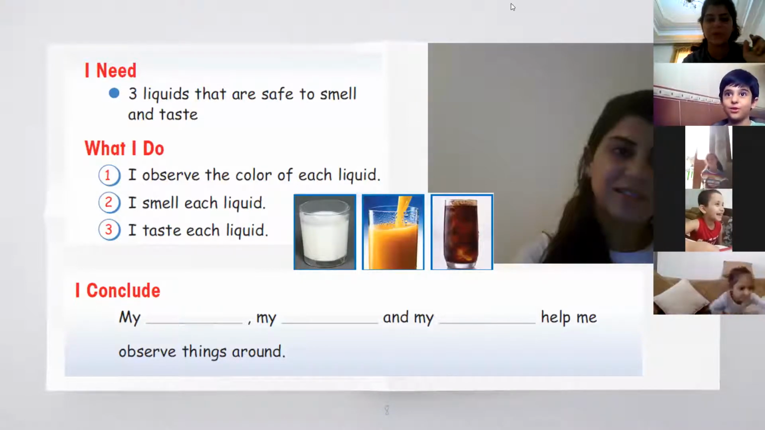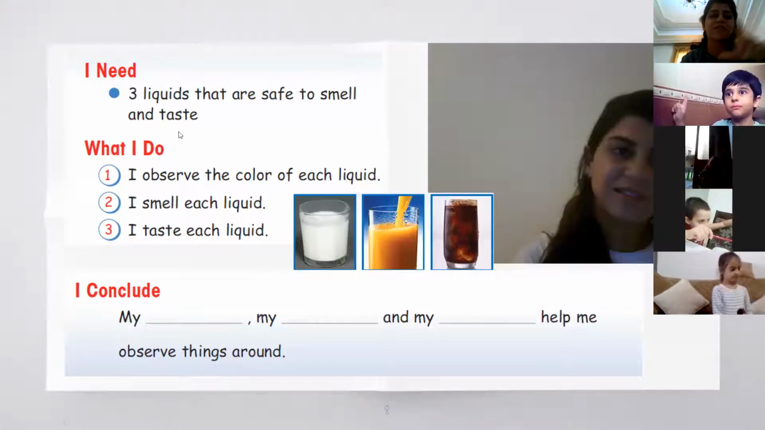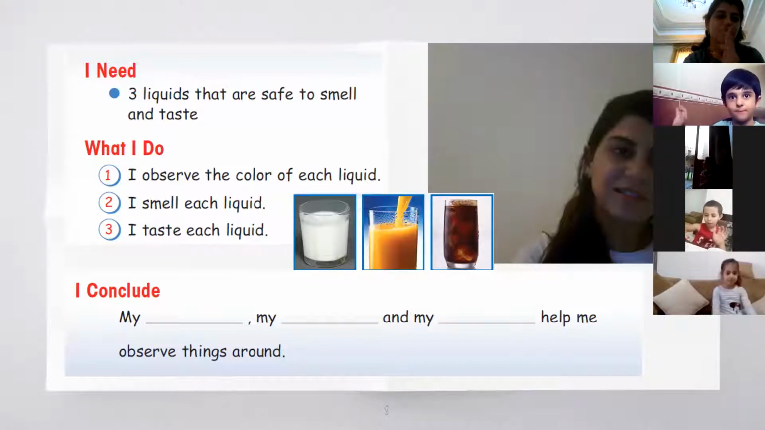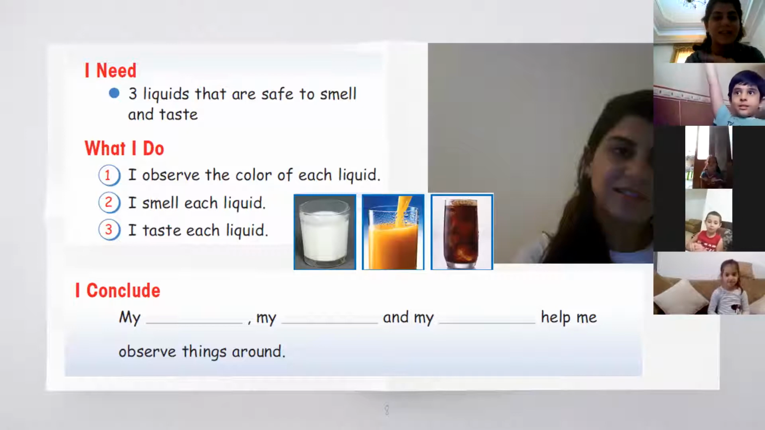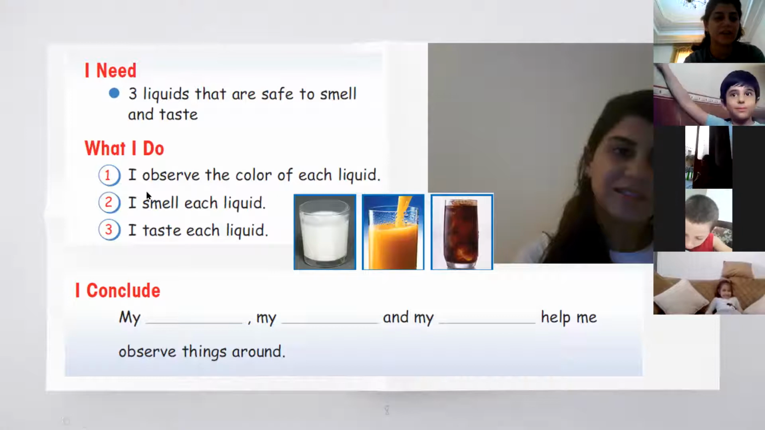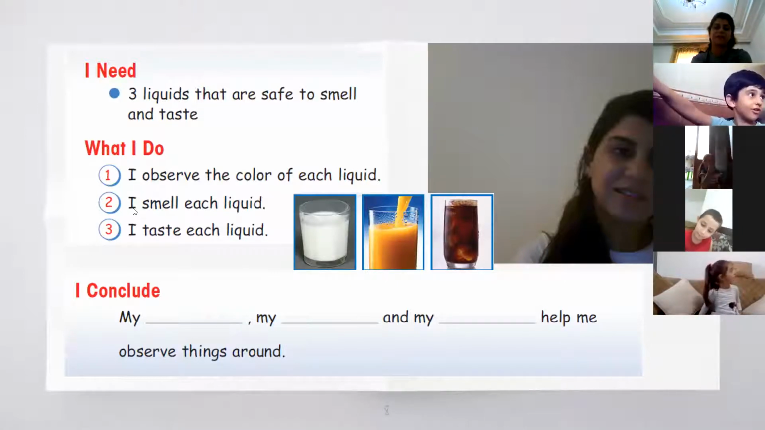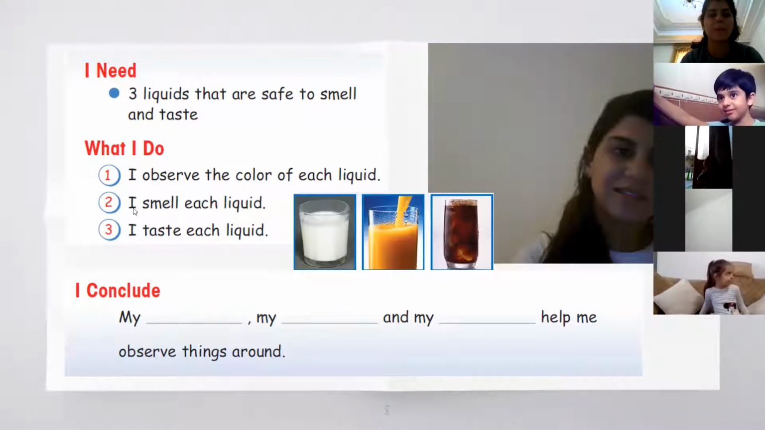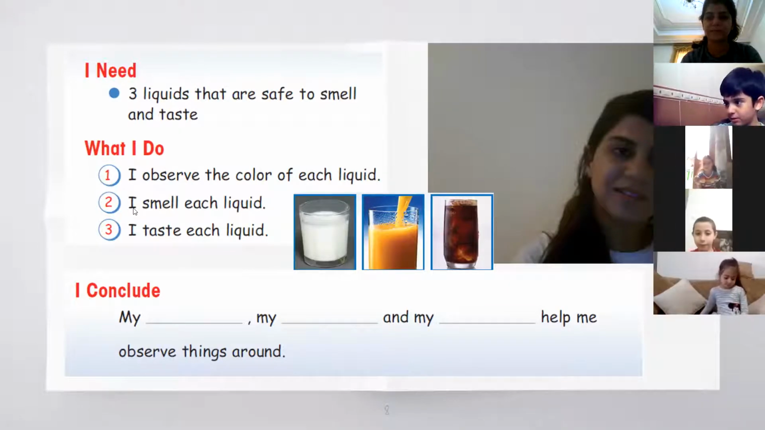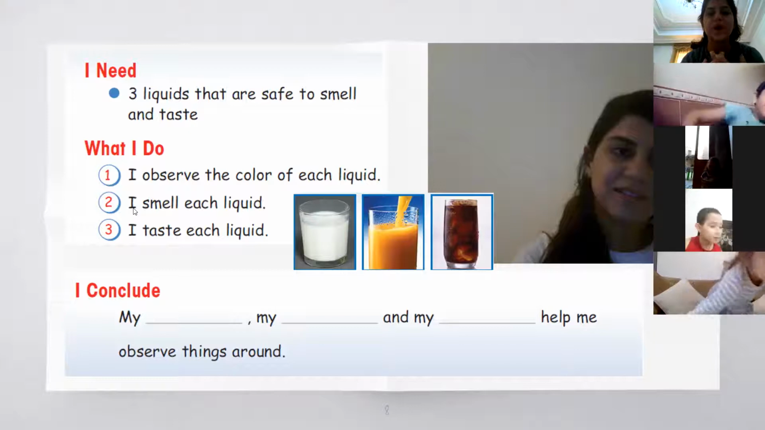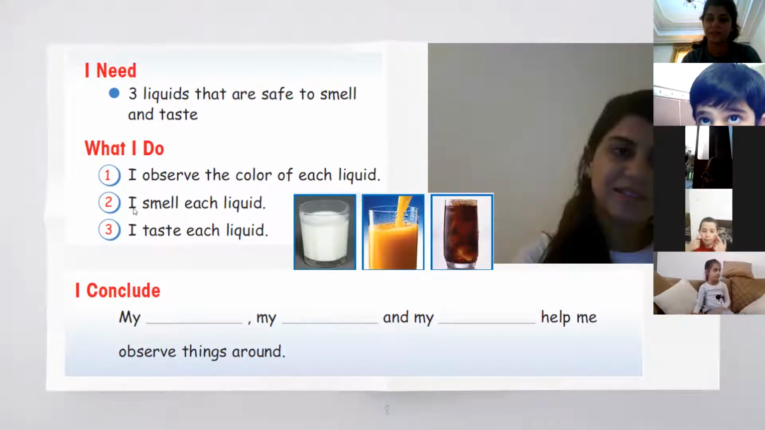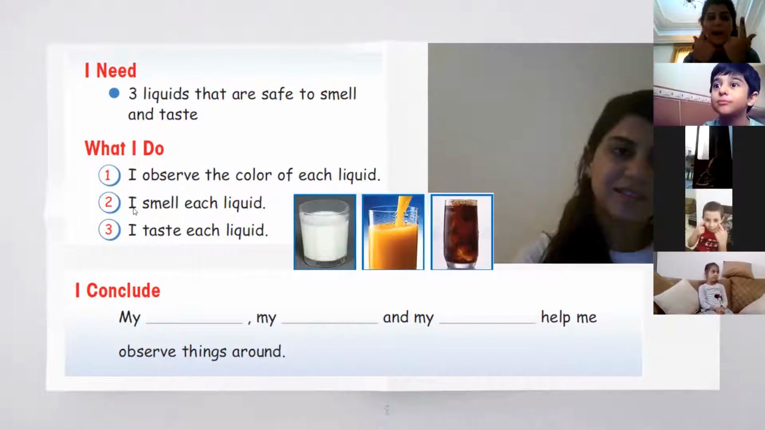We have three liquids. We have a cup of milk, then we have a cup of juice and a cup of cola. Who loves cola? Raise your hand if you do. And if you love cola, don't drink it because it's not healthy. Number one, I observe the color of each liquid. Kareem, what do I use to observe the color of each liquid? With our eyes, right? I use my eyes to see the color of each liquid.